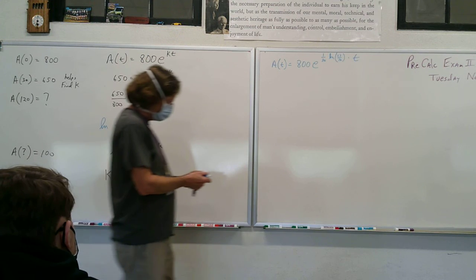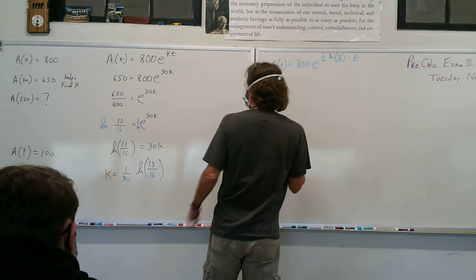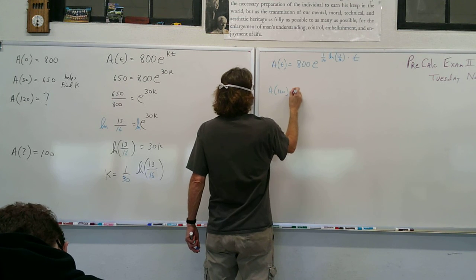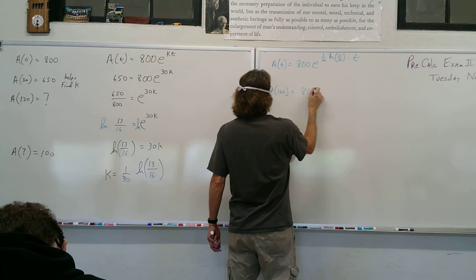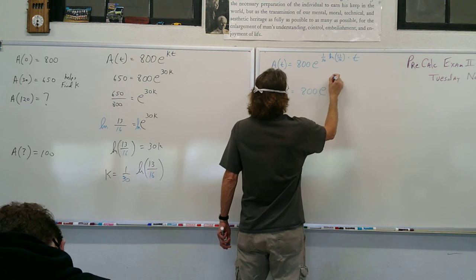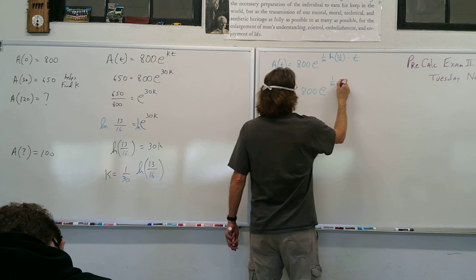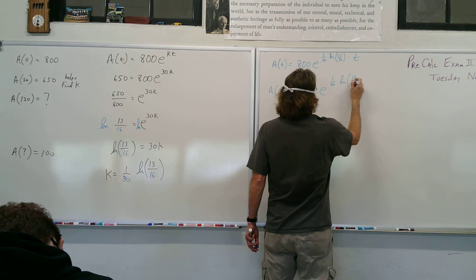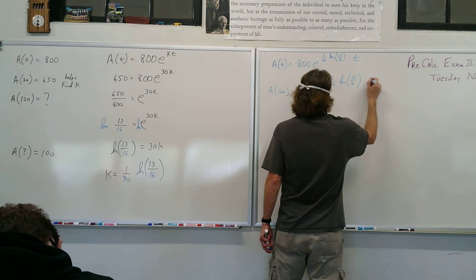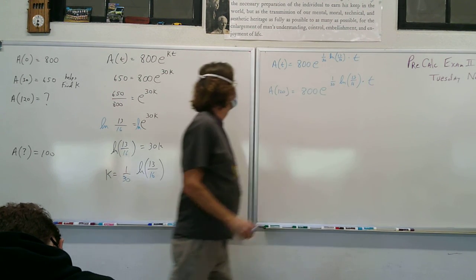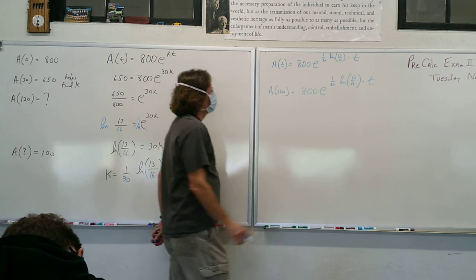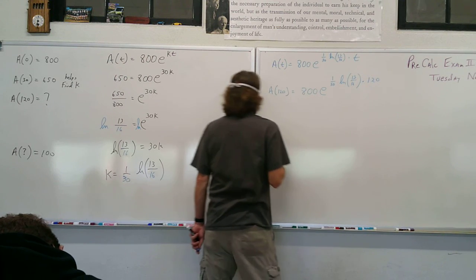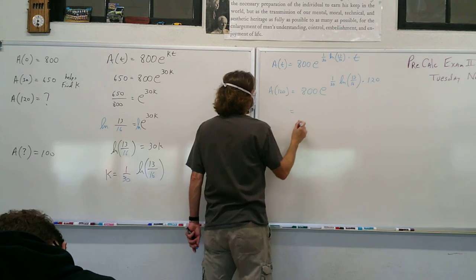And if I were working it, A of 120 equals 800 e to the 1/30 natural log of 13 over 16 times t. And how much is the t? The t's what? 120? See if you can work that out and see what you get.